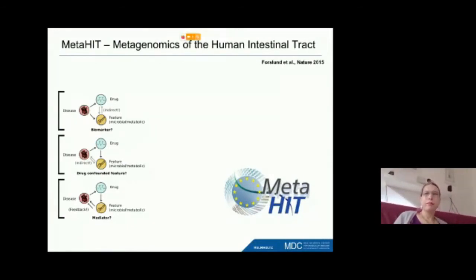So some examples I want to give are from the MetaHit project. That was the first large-scale European gut metagenome analysis project, so looking at the human gut microbiome through metagenomic shotgun sequencing, primarily in metabolic disease, so insulin-resistant and diabetic patients, but also in inflammatory bowel diseases, and try to find biomarkers of these diseases that could help improve treatment.